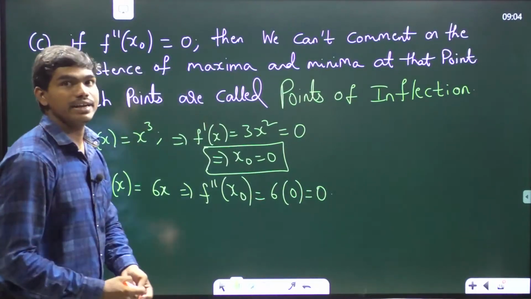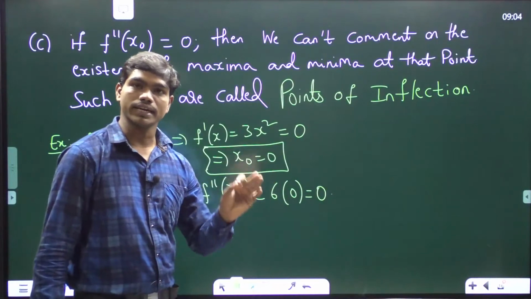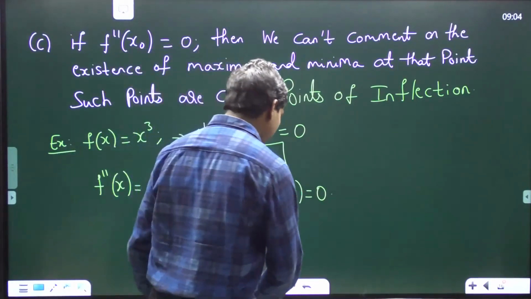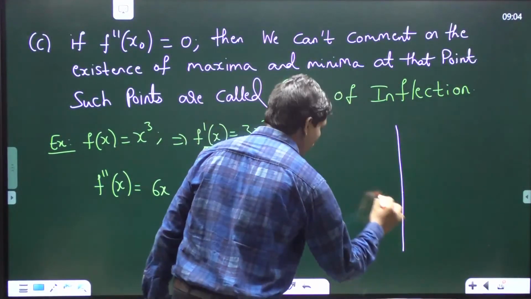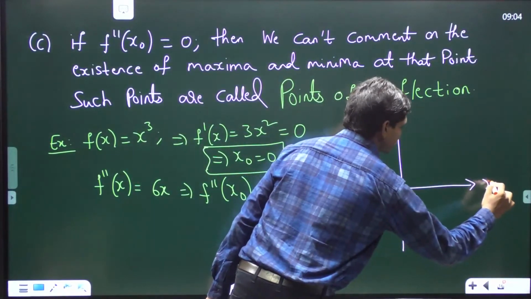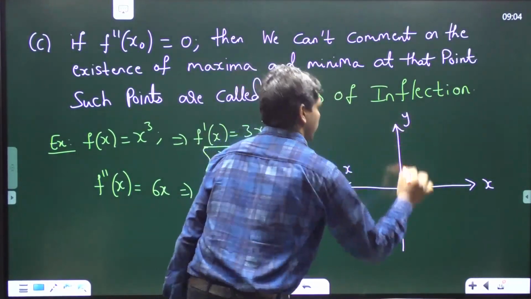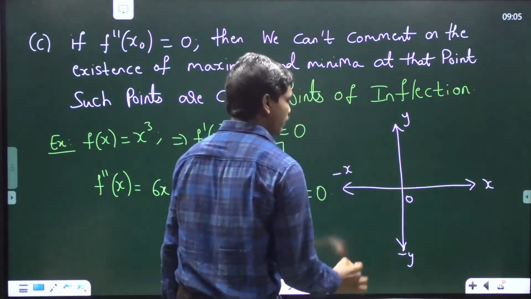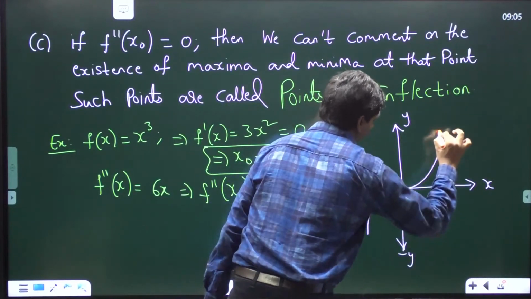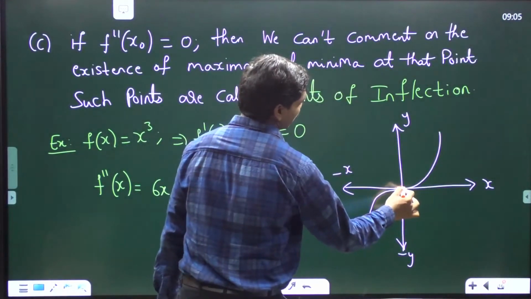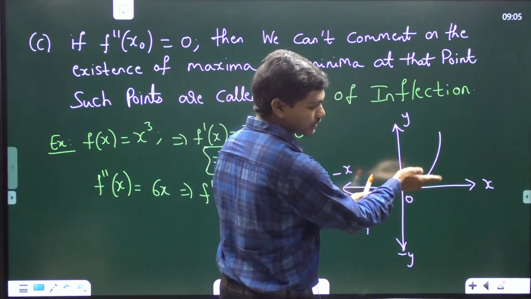And f of x is equal to x cube is not having a maximum or minimum at the point x is equal to 0. Because the graph of x cube could look something like this, which I would like to give you at this moment. X, minus x, y, minus y. So if you look at the graph of f of x is equal to x cube, it slightly goes like this. Here at this point, it's almost converging. Like it changes its curvature basically here.